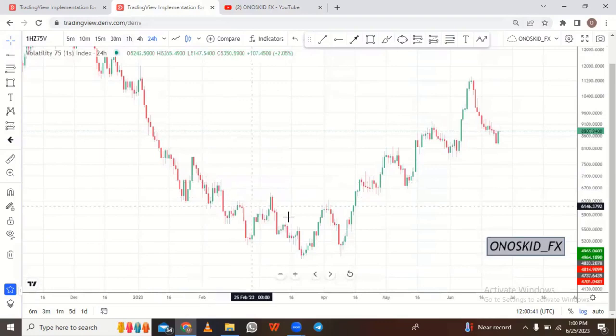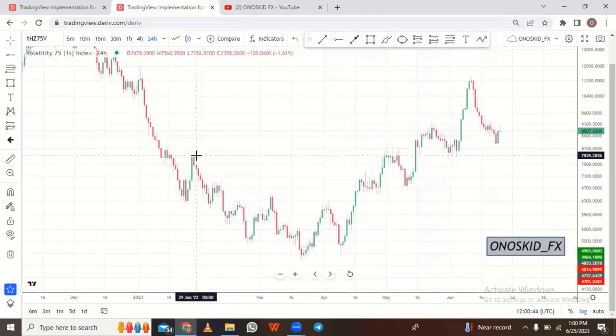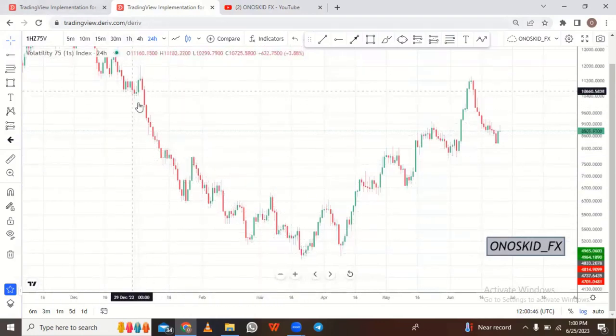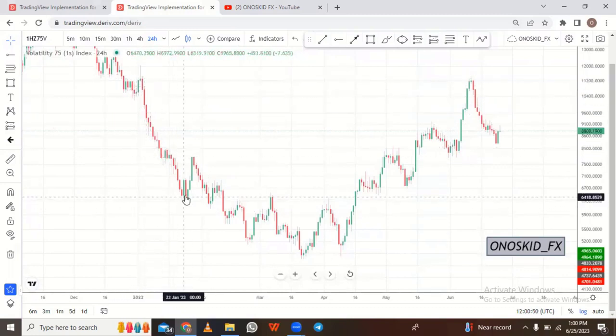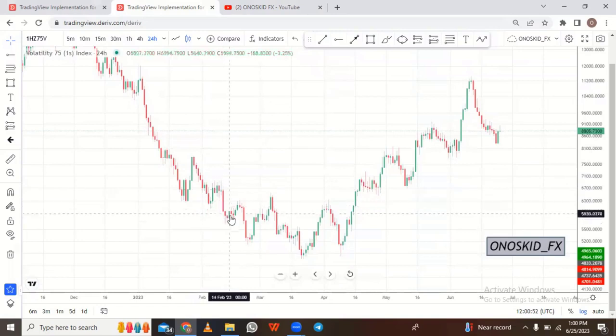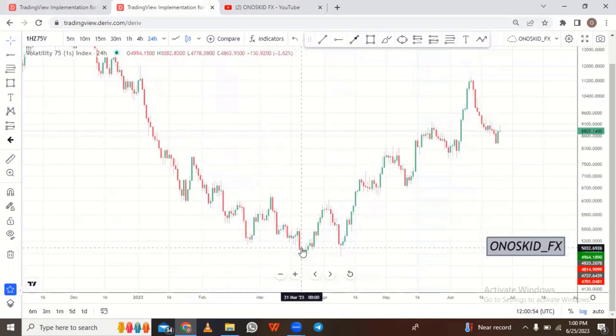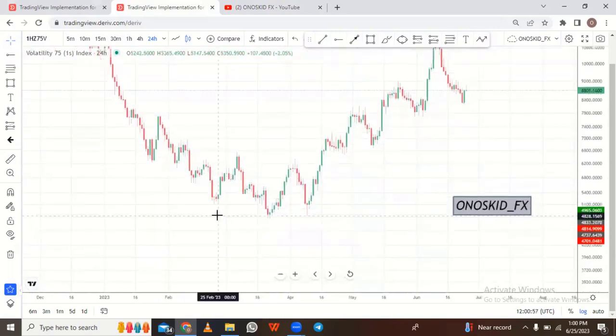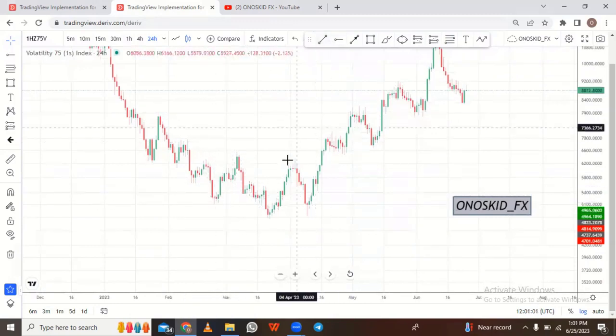When you look at this section of the chart, you can see that the market has been bearish, creating a series of lower highs and lower lows, lower highs and lower lows, all the way to this point where the market creates a sort of chart pattern here, which is kind of an inverse head and shoulders.